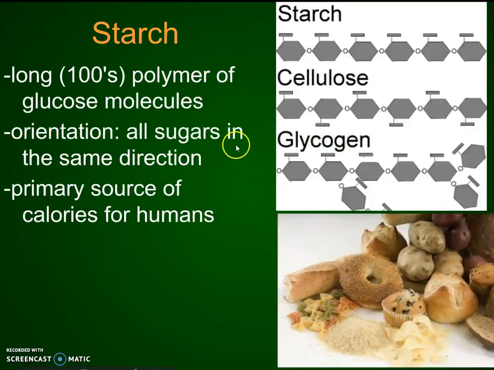Starch is made only by plants. That's notable. And all the sugars are in the same direction. These are actual oxygen joining the 2 glucose together. And the CH2OH group comes right off the left here at the top, so they're all oriented in the same direction. And they are a primary source of calories. All these delicious starches look wonderful, and we eat them for our glucose.